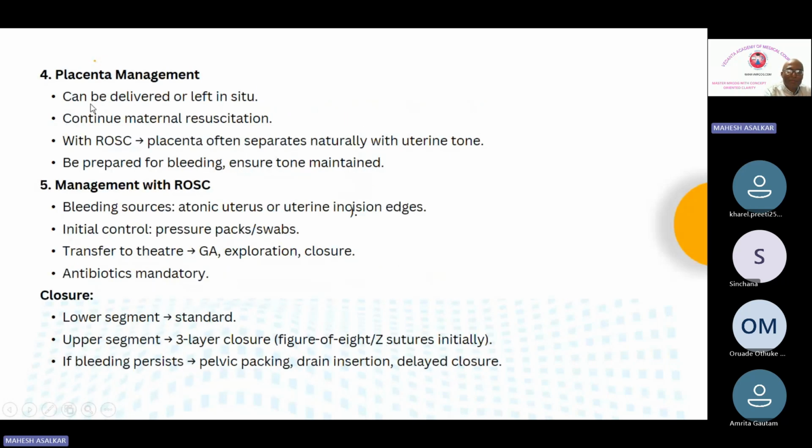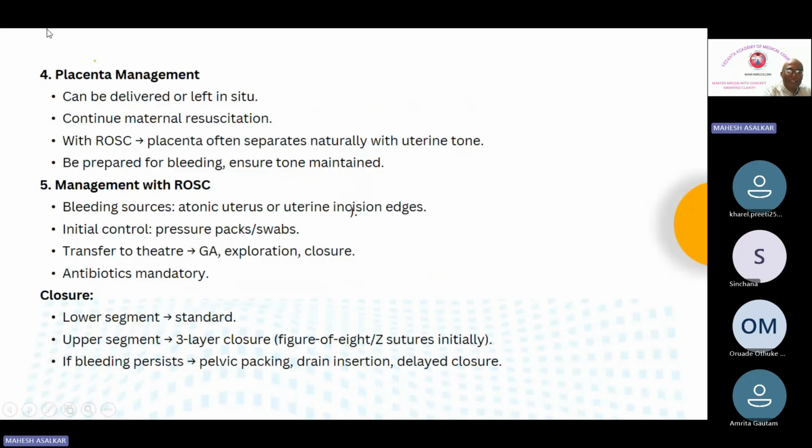Then the placenta can be delivered or left in situ because we have to concentrate on the resuscitation. So the resuscitation is primary. Continue maternal resuscitation. With return of circulation, the placenta often separates naturally with the uterine tone. Be prepared for bleeding and ensure tone is maintained.